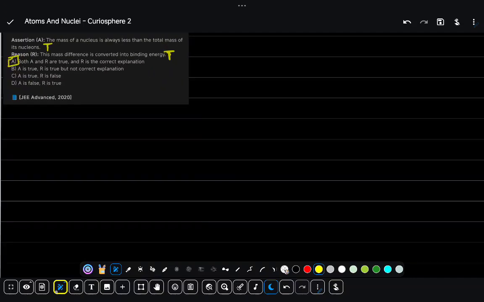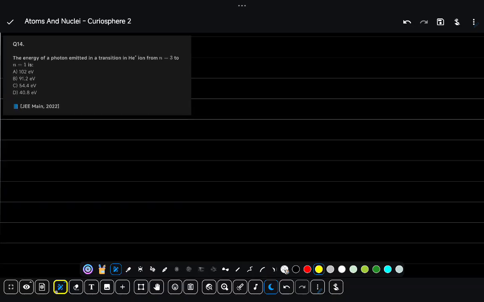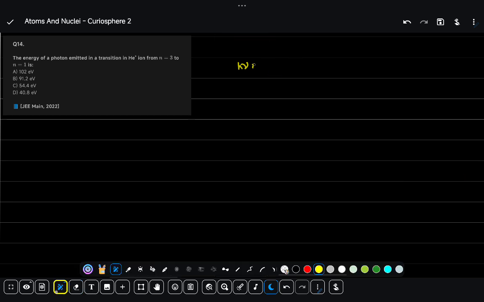Okay. Now moving on to the 14th question. The energy of the photon emitted in transition in He plus ion from n equal to 3 to n equal to 1. It's the same Bohr's concepts. h nu, the energy of the emitted photon, is the difference in energy between the outer and the inner, or from where it is going, because it is emission. Right, you just need to subtract the differences in energies.